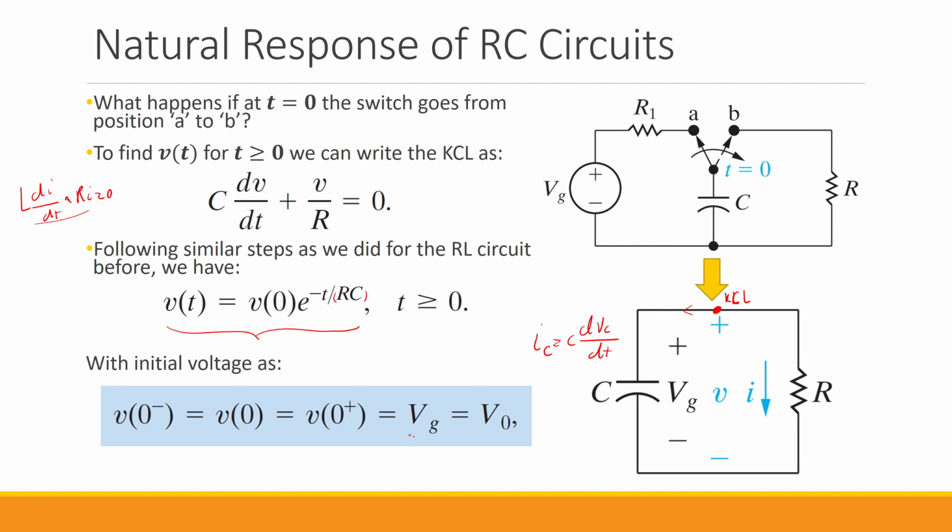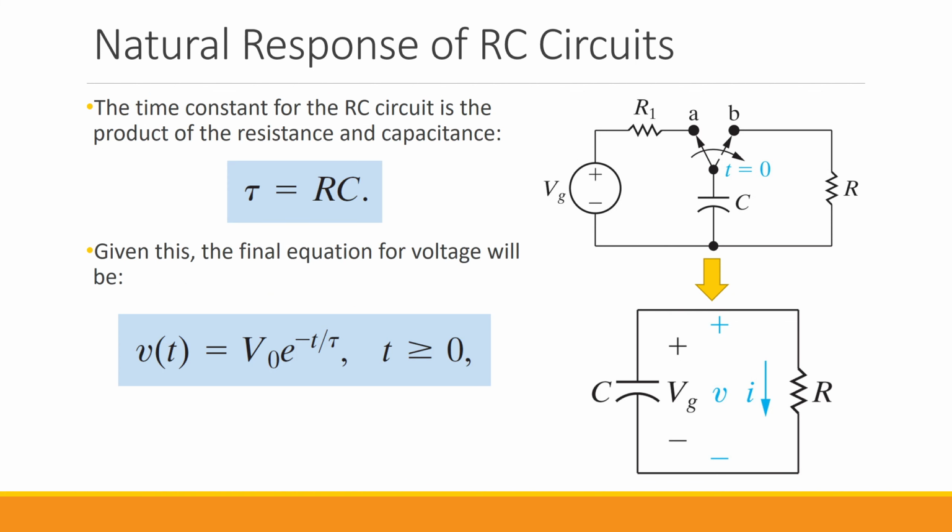And that is basically Vg, or we can call it V0 as well. So we can replace this in this equation, and what we get is V(t) equals V0 e to the negative t over RC. So now that we have the equation for the voltage, we should be able to find the equations for the current, power, and energy.